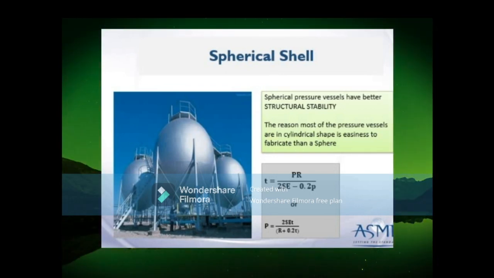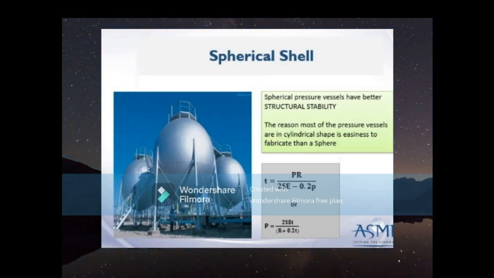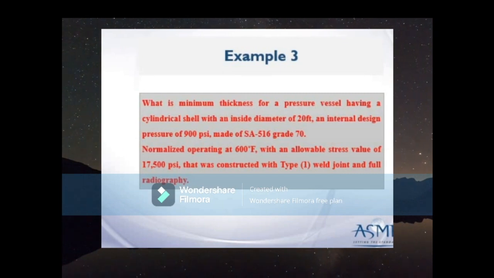Spherical shell. A spherical shape is tough to manufacture, therefore more expensive, so most pressure vessels are cylindrical with 2:1 semi-elliptical heads or end caps on each end. When the thickness does not exceed 0.356 times R, or P does not exceed 0.665 times S times E, the following formulas for determining the thickness and internal pressure of a sphere shall be applied. T equals P times R divided by 2 times S times E minus 0.2 times P, or P equals 2 times S times E times T divided by radius plus 0.2 times T.